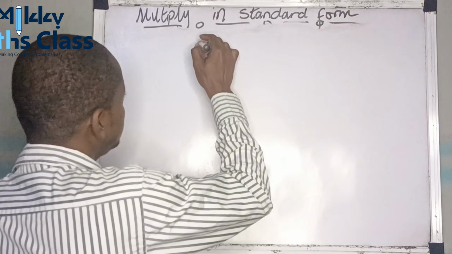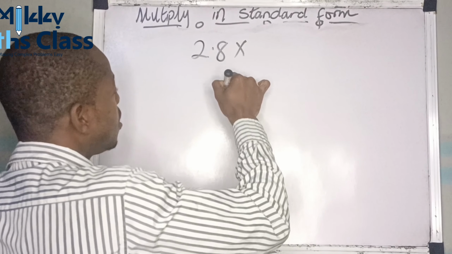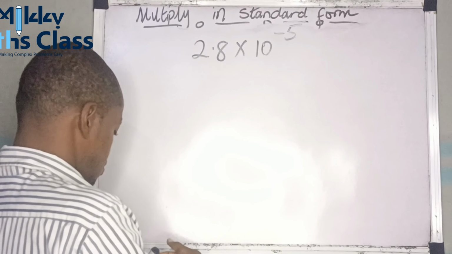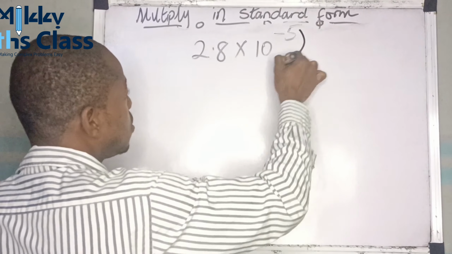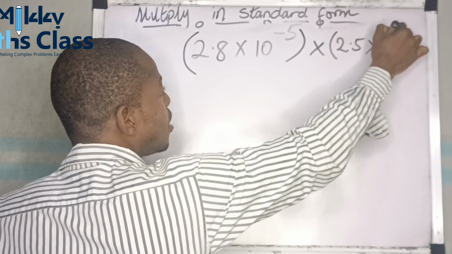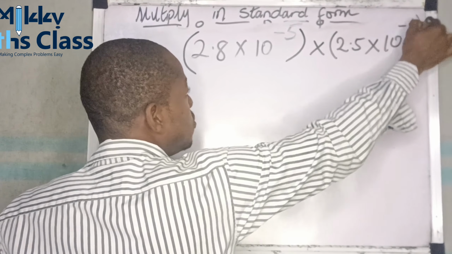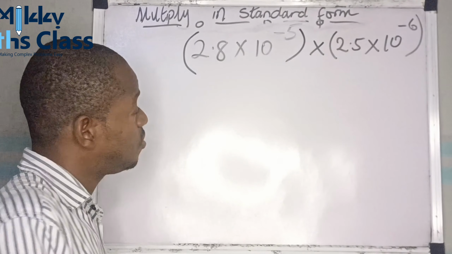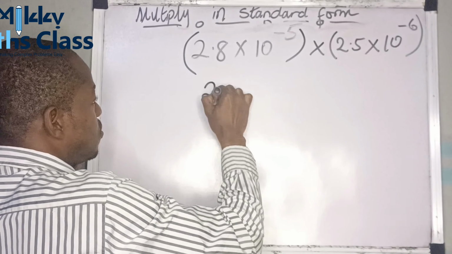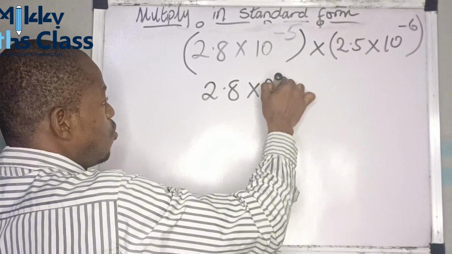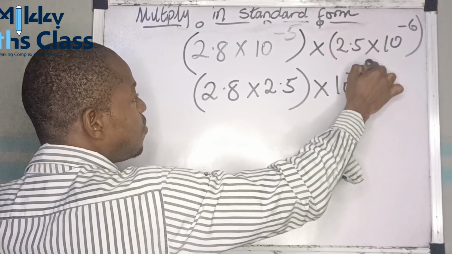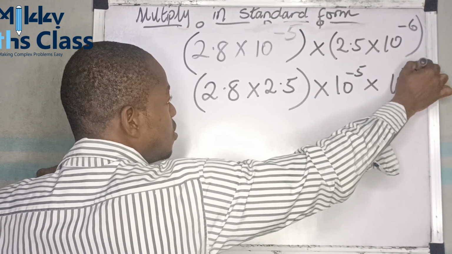All right, let's look at this example. We can have a question like this: 2.8 times 10 to the power of -5 times 2.5 times 10 to the power of -6. Now when we have this, the same thing we have been doing, we bring out these two. This becomes 2.8 times 2.5 multiplied by 10 to the power of -5 times 10 to the power of -6.